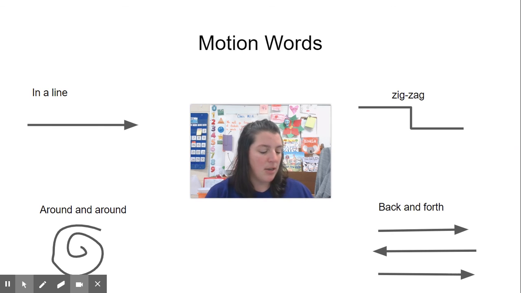So yesterday and today we talked about the motion of our top. Tomorrow we're going to talk about the motion of something else from our science bag.